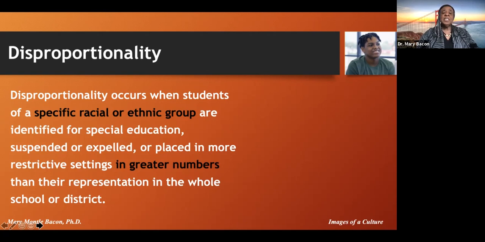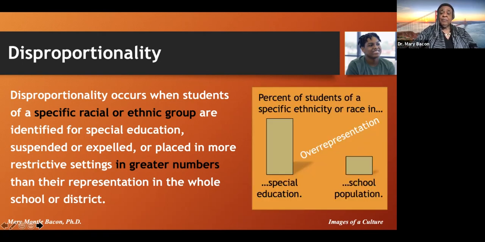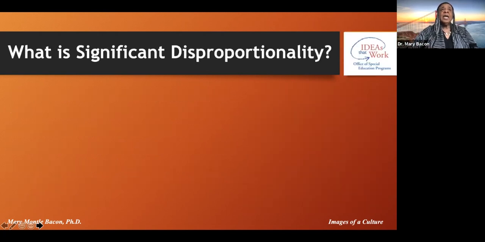Disproportionality occurs when students of a specific racial or ethnic group are identified for special education, or suspended or expelled in large numbers, or placed in more restrictive settings in greater numbers than their representation in the whole school or in the school district. I want to focus on the two things that are highlighted in black. It says specific racial or ethnic group. And also, it's not about the absolute numbers of students who are identified, because it could be relatively small, but that those students are identified in greater numbers than one would anticipate given their numbers in the district. So it's an overrepresentation of those students in special ed or the disciplinary system based upon the numbers that we would expect given how many of them are in the district.